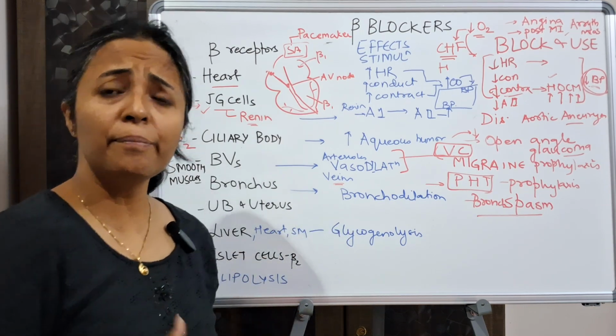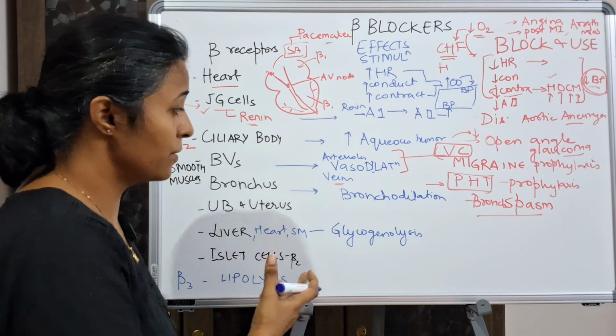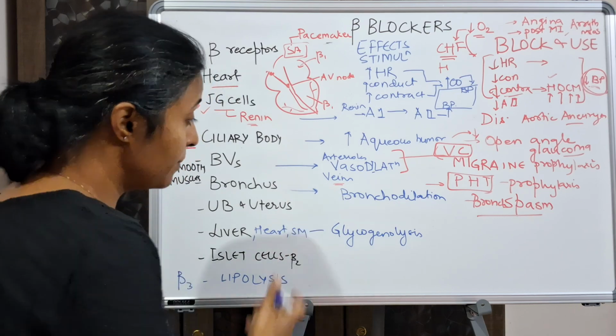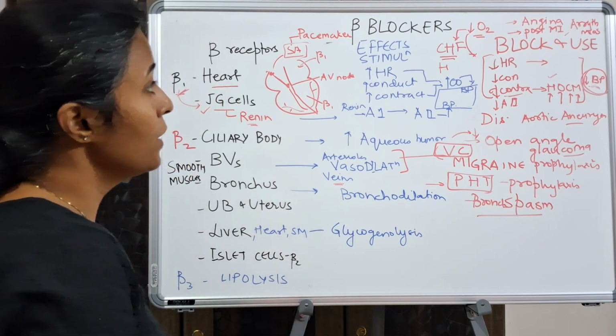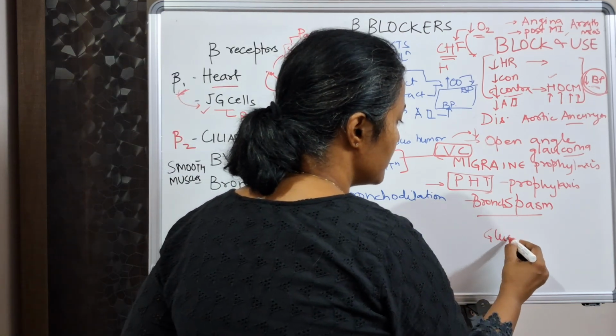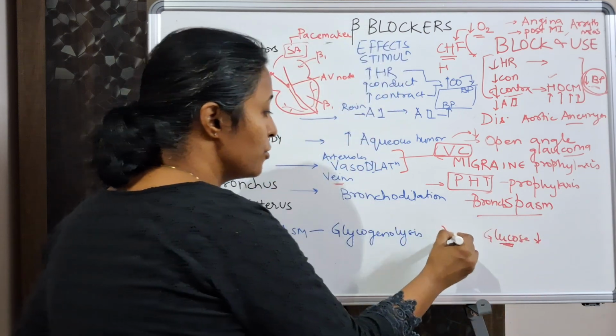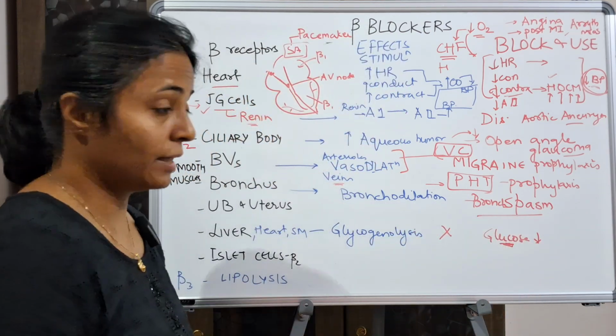Glycogenolysis, so that the breakdown of glycogen occurs and cells are able to utilize the glucose which is generated by the breakdown of glycogen. So if we block this, what is going to happen? Glucose is not going to increase, right? Glucose levels may be down, as glycogenolysis is not occurring.